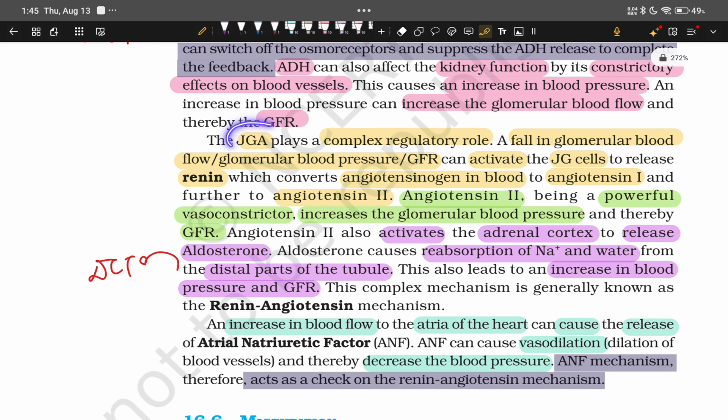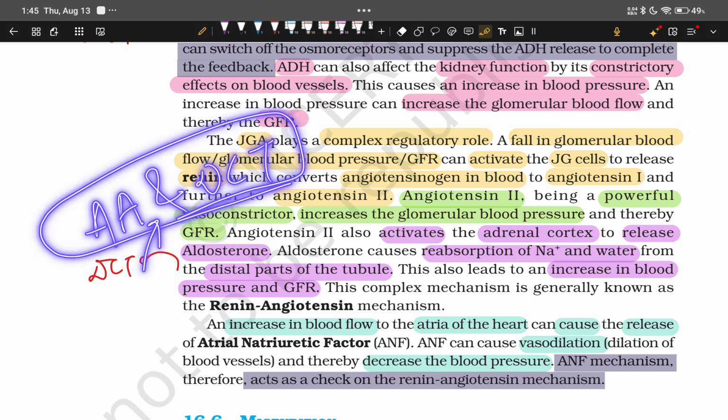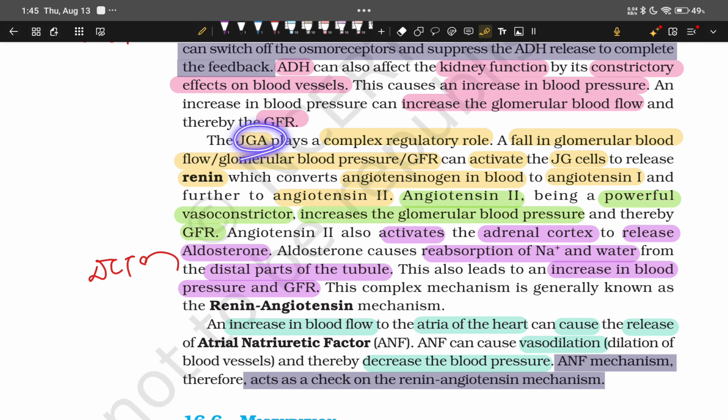Now, JGA, which is juxtaglomerular apparatus, if you forgot, then let me tell you, juxtaglomerular apparatus is made up of cell modification in the efferent arteriole, and second was the DCT at the location of their contact. So the juxtaglomerular apparatus has a complex regulatory role. How? If there is a fall in glomerular blood flow or glomerular blood pressure, or GFR, which is glomerular filtration rate, if there is a fall in any of them, it activates the JG cells, which are juxtaglomerular cells, and they release renin. Now renin is of course a hormone.